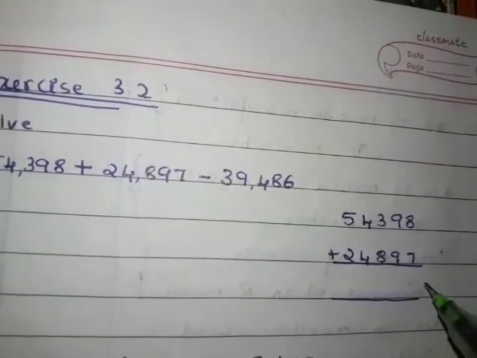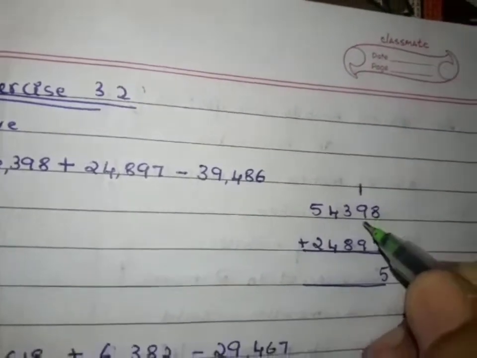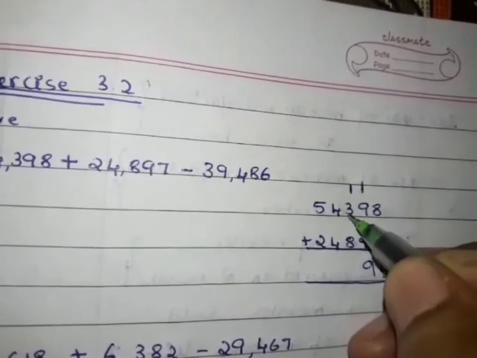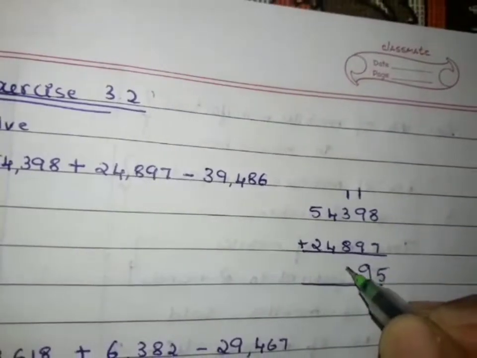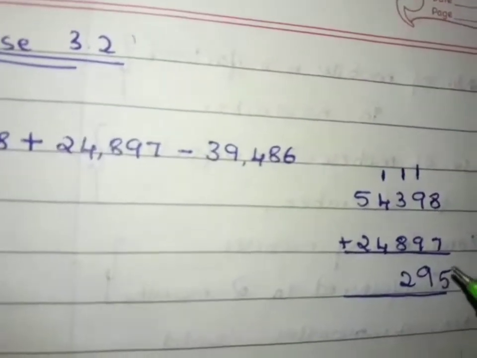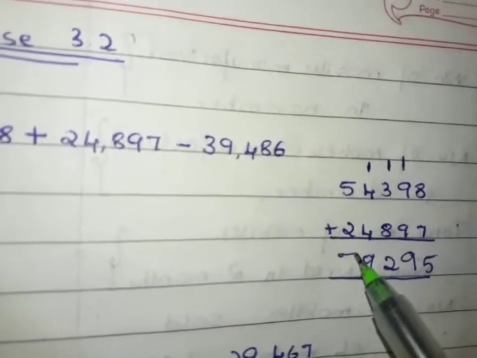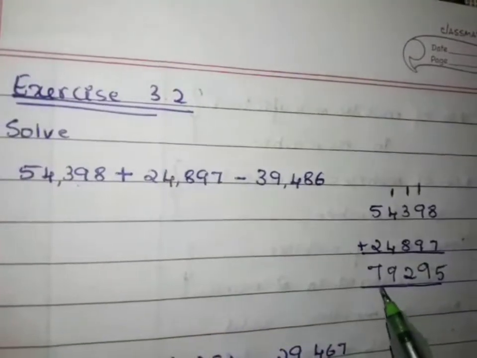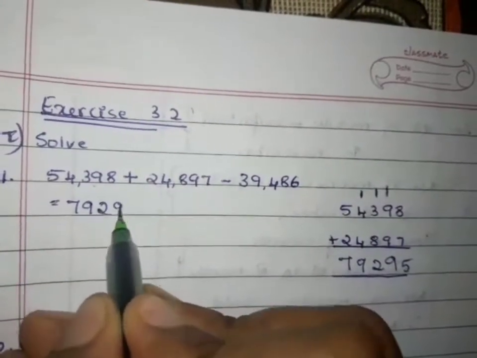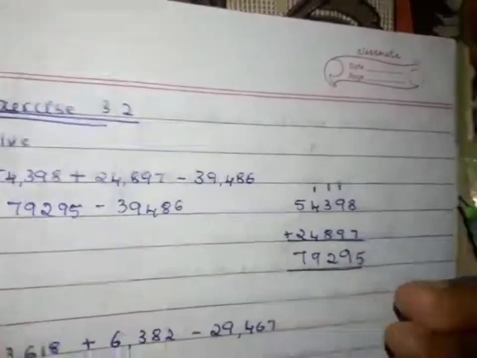8 plus 7 is 15, 5, 1 carry. 1 plus 9 is 10, 10 plus 9 is 19. 1 plus 3 is 4, 4 plus 8 is 12. 2 here, 1 carry. 1 plus 4 is 5, 5 plus 4 is 9. So 9, then 5 plus 2 is 7. So when we add these two, we get the answer 79,295. Let us write it down here, 79,295. With that, we have to subtract 39,486. Let us subtract them.